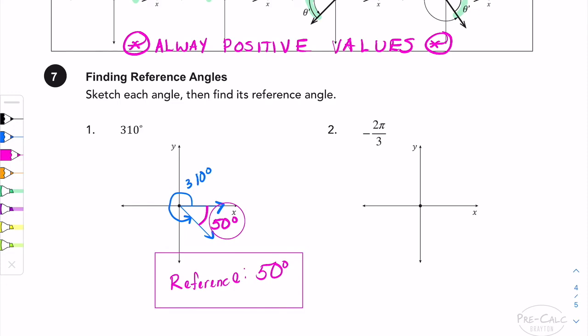Okay, it returns to the closest x-axis, and reference angles are always less than 90 degrees and always positive. Number 2 is negative 2 pi over 3. So we're going to quickly convert this to degrees by multiplying by 180 over pi, and you're left with negative 120 as the angle that we need to graph. So negative 120 is 60 degrees shy of 180.